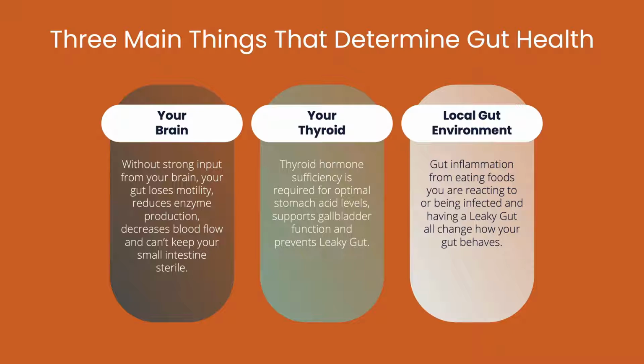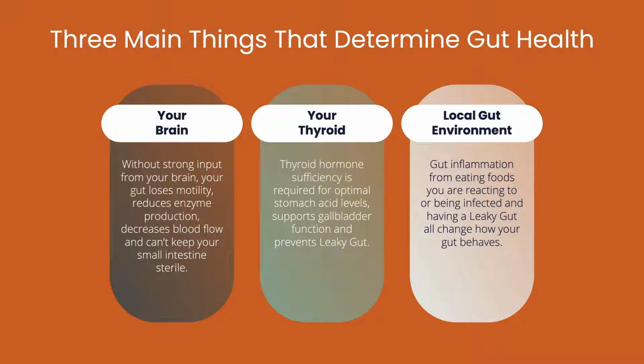The first thing is your brain, and this goes back to the brain-gut axis, right? Without strong input from your brain, you lose gut motility, so you reduce your bowel movements. You reduce enzyme production, including hydrochloric acid, so you get some degree of maldigestion, as well as some immunological compromise from losing your ability to sterilize your food. We lose blood flow to the gut, which means that we can't maintain the health of the actual cells that make up the lining of the gut, and this promotes things like gastric atrophy, or more commonly, leaky gut.